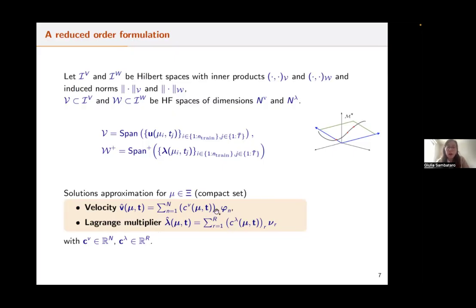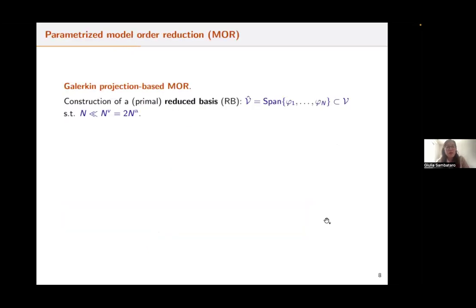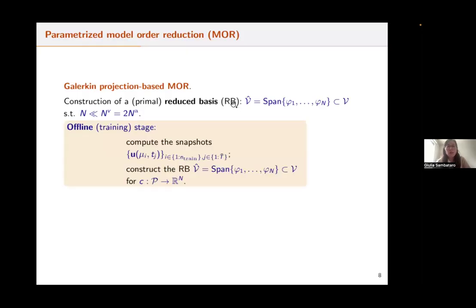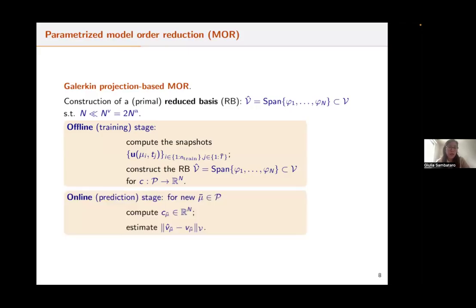So now the point is how to construct the reduced basis. I'm writing here the construction of the reduced basis, taking the notation for the primal reduced basis, but that's analogous for the dual. We want to construct a reduced basis, and we do that at the offline stage of our parametrized model order reduction technique. At the online phase, for a new parameter of interest, we simply compute the parameter dependent coefficient and then estimate the error with respect to the solution of the full order model.